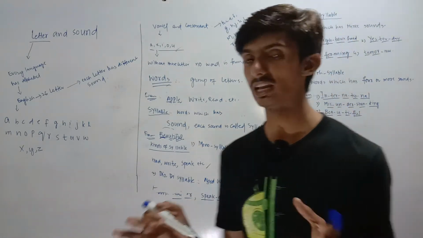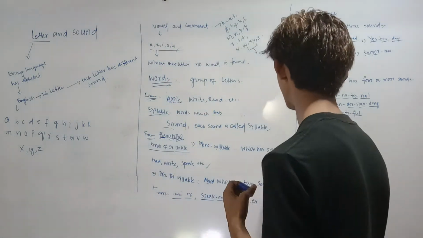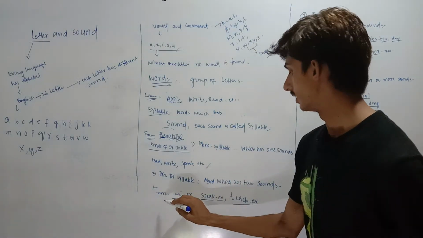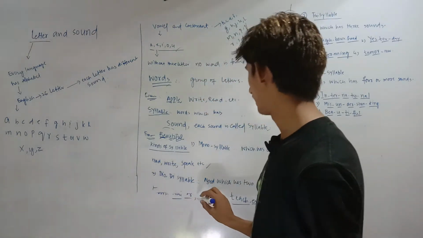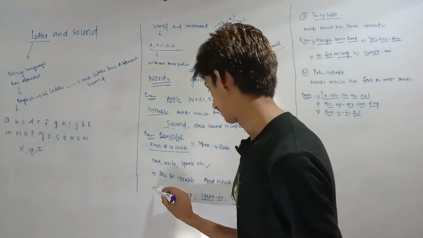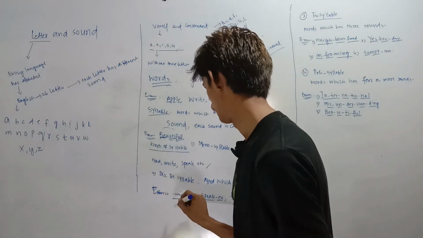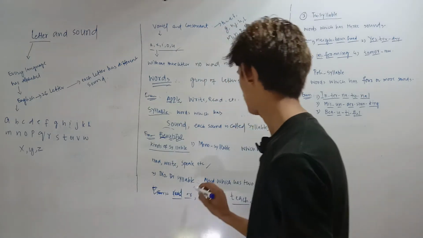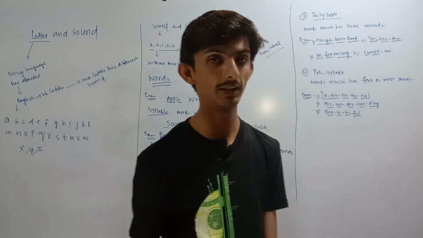Bisyllable or disyllable. What is a bisyllable? Words which have 2 sounds. Means these words have 2 sounds. Examples are speaker, teacher, reader. These are the examples.